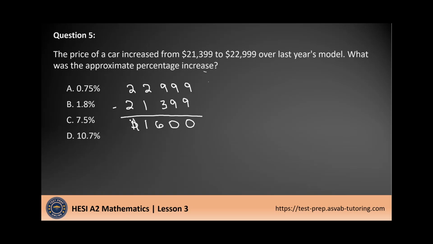So now we're going to compare that to the original price, which was $21,399. I want to find what percent 1,600 is of that original $21,399. So I'm going to do 1,600 divided by 21,399.